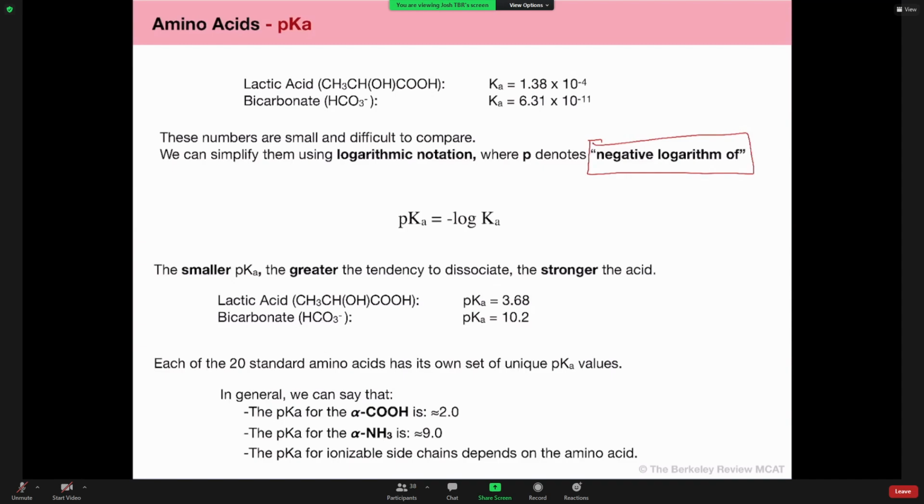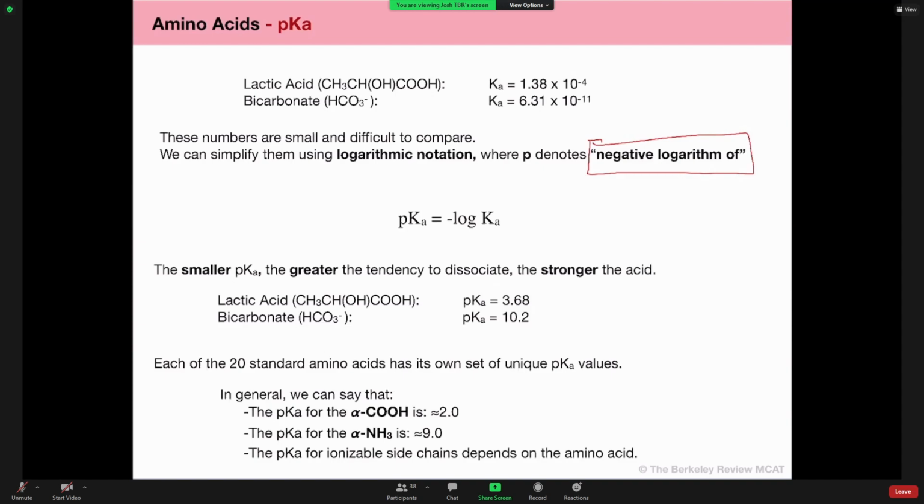Now, for each of the 20 standard amino acids, each of them is going to have its unique set of pKa values. You're going to have the pKa for the amino side, and then the pKa for the carboxylic acid side, and then you're going to have the pKa for the R group.